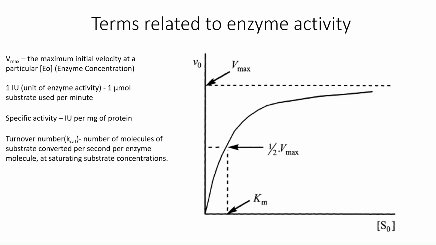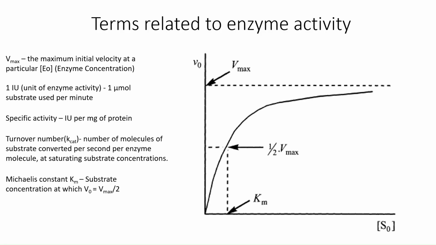Now, turnover number reflects the number of molecules of substrate converted per second per enzyme molecule at saturating substrate concentrations. So the difference between specific activity and turnover number is that one measures enzyme activity with respect to the amount of protein, and the other measures the enzyme activity with respect to the number of enzyme molecules present.